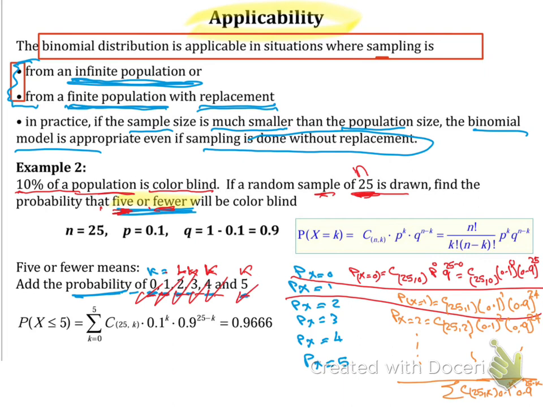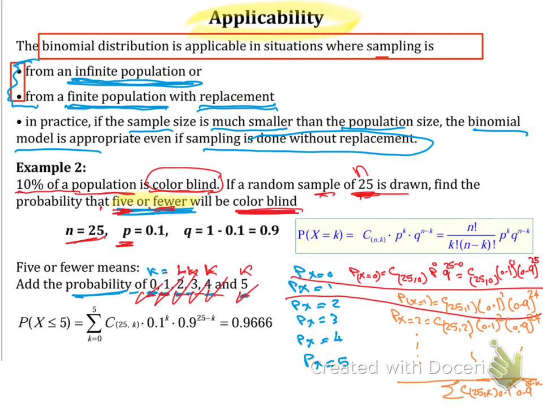So we start with n. N here equals 25, and the p always stands for the required, desired characteristic, the success factor, as they call the success criteria. Here, what he's looking for is for them to be color blind. It doesn't matter if it is a good criteria or bad criteria. Color blind is not a good criteria, but in our problem, this is the success. If it happened, this means that what is required in the question we have met.